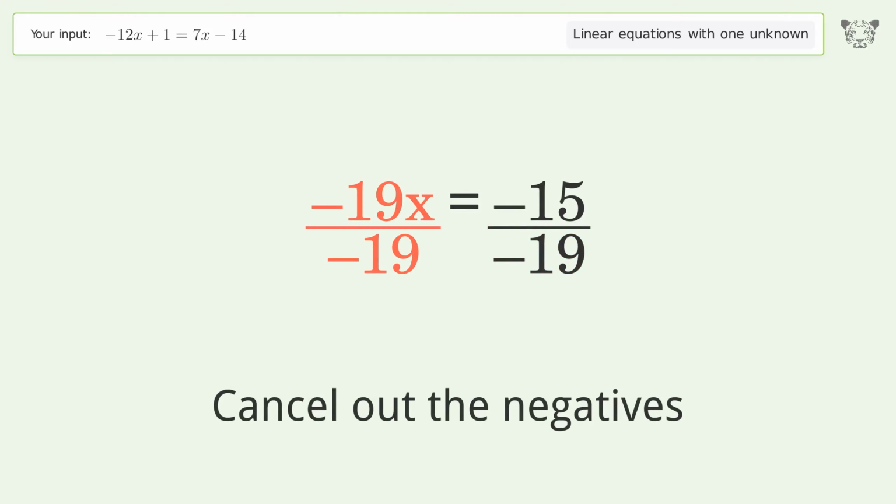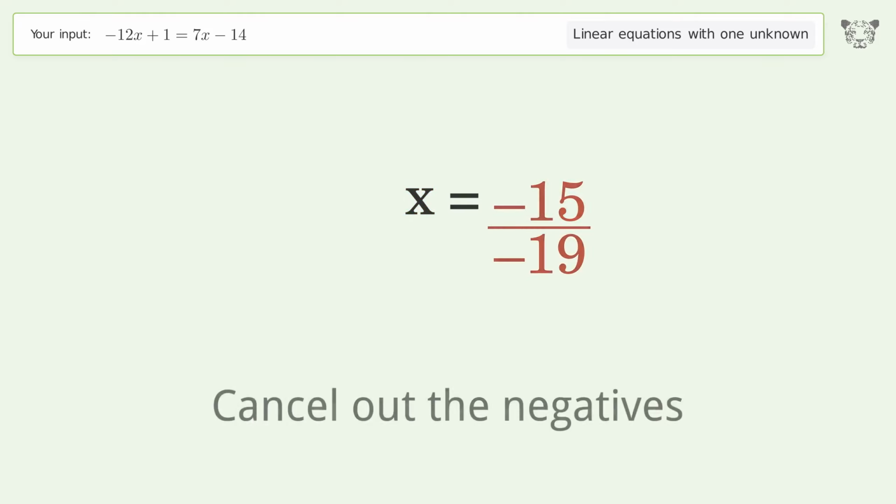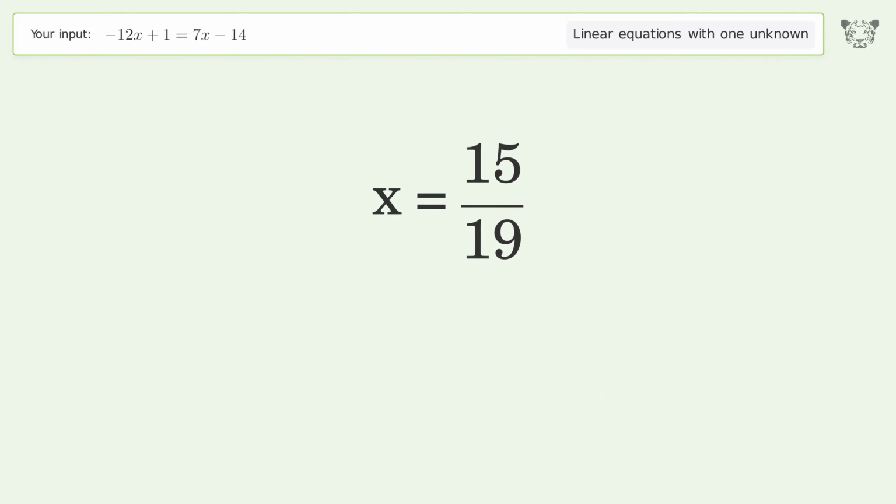Cancel out the negatives. Simplify the fraction. Cancel out the negatives. And so the final result is x equals 15 over 19.